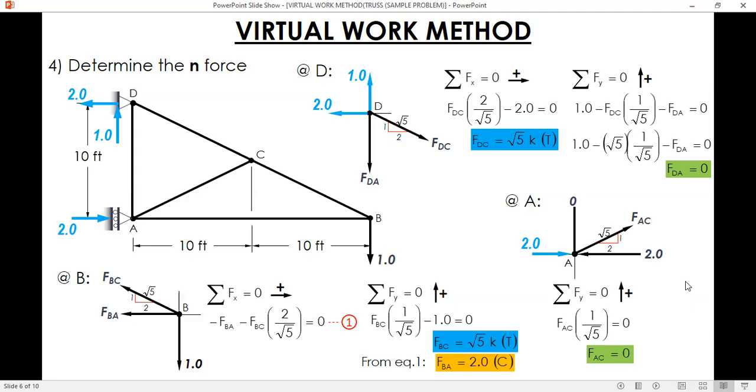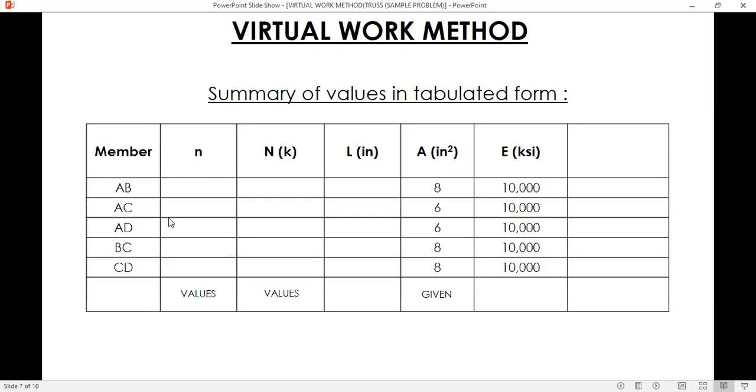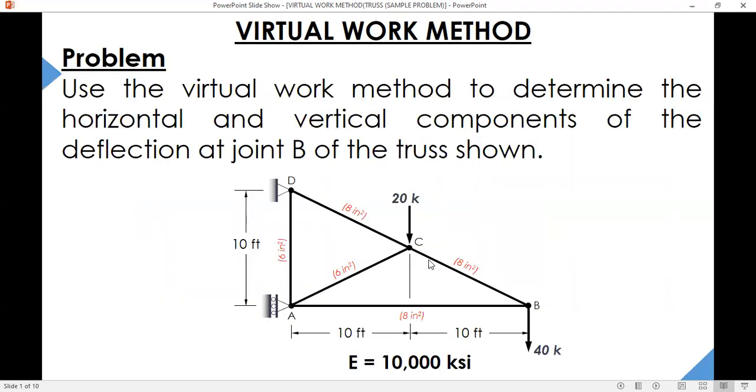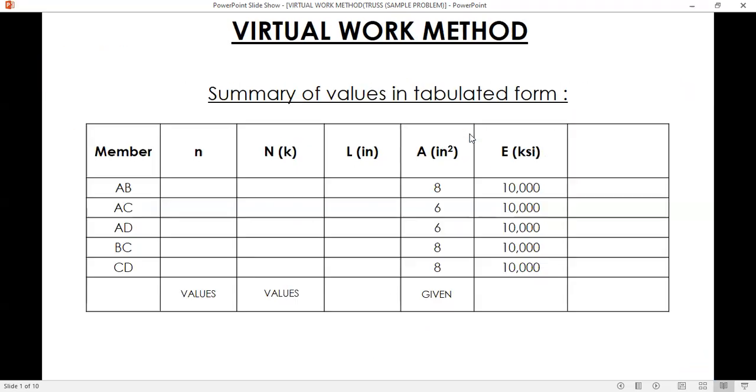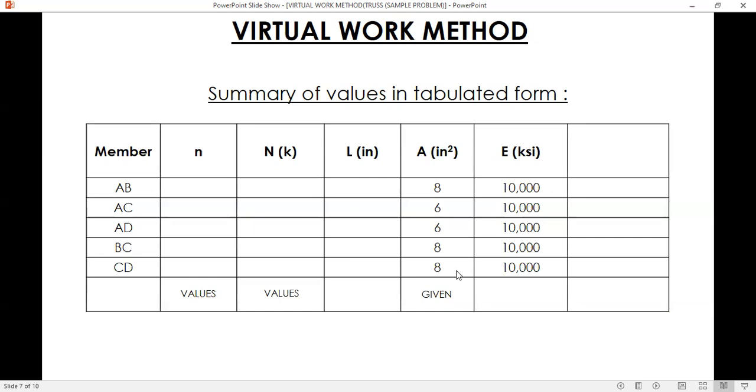After this, we summarize all values by constructing a table. In the table, identify all the members: AB, AC, AD, BC, CD. Then n, force of members due to virtual load, capital N, force of members due to real loads, L, length of the member, A, cross-sectional area, which is already given, and also E, given as 10,000 ksi.